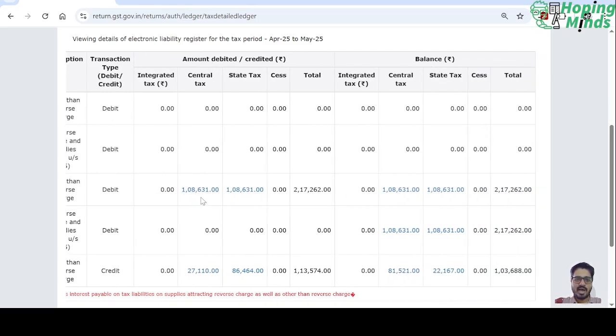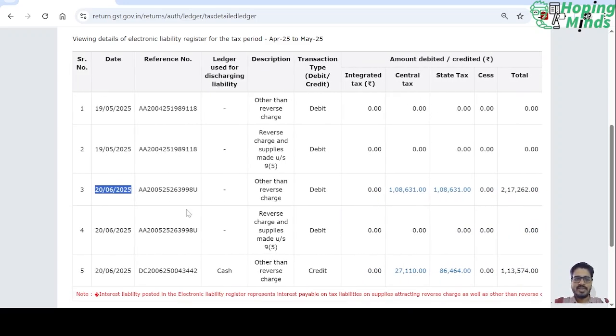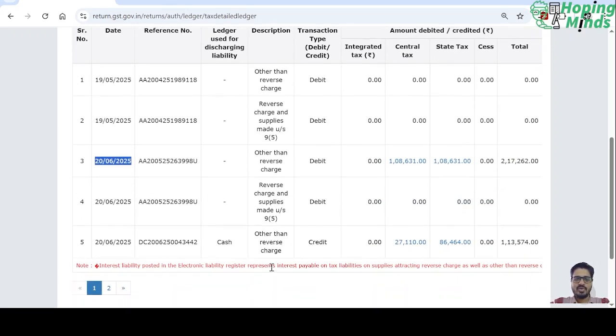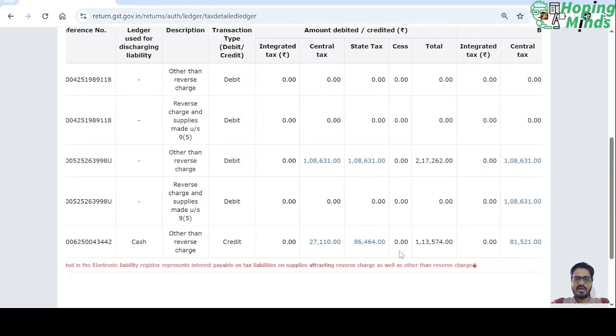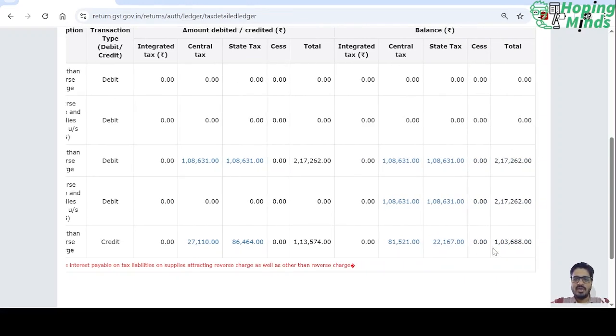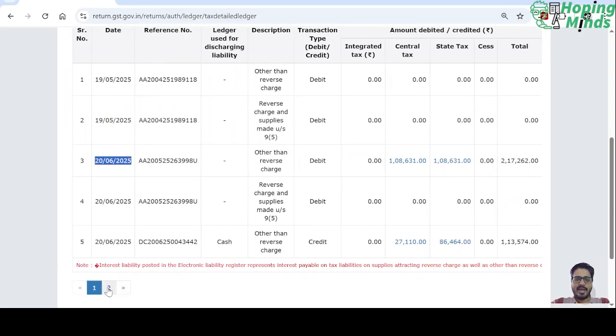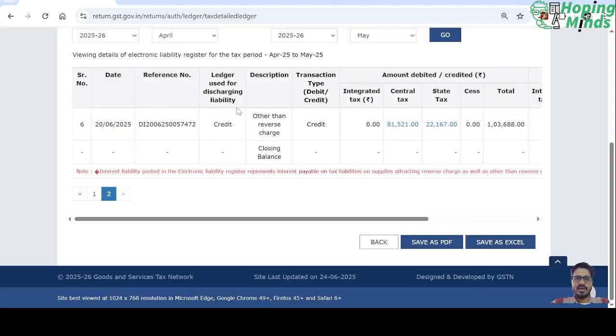So once our output liability is ascertained, it will appear in the balance column. Then on the same date, we have used cash for payment of the tax, that is 27,000 towards central tax and 86,000 towards state tax. So after utilizing cash, our remaining liability was 1,03,688.